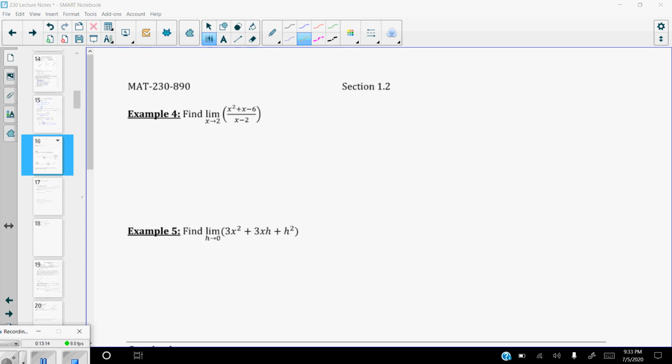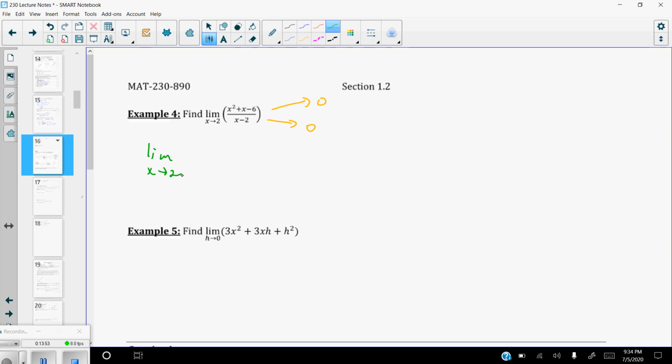Example 4: find the limit as x approaches 2 of x squared plus x minus 6 over x minus 2. Once again, I can automatically tell by looking at the denominator that if I plug 2 in, we're going to get 0. What happens if I plug 2 into the numerator? You get 4 plus 2, which is 6, minus 6 is also 0. Again, you end up with a 0 on top and a 0 on the bottom. Usually that indicates we have a limit; we just couldn't find it by direct substitution. So let's go ahead and factor if possible.